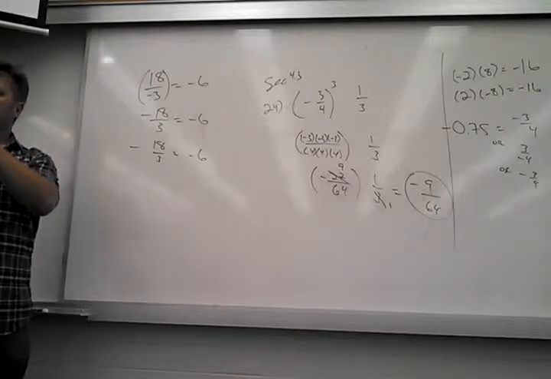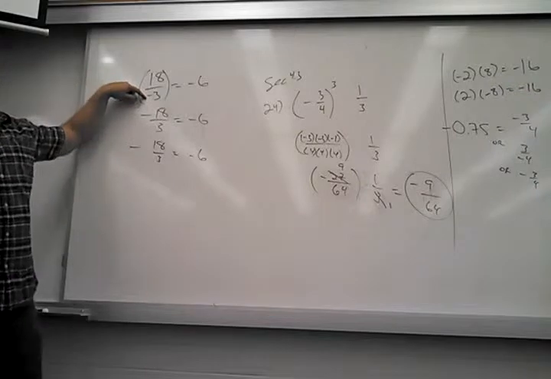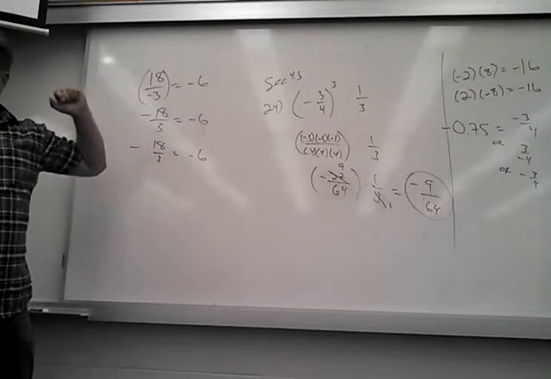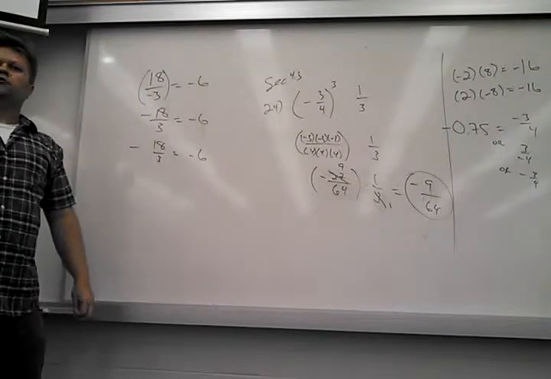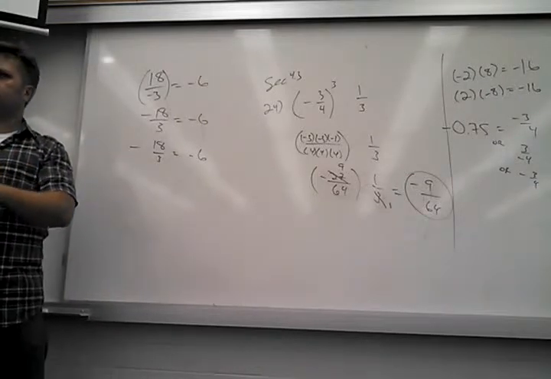That's a little weird, but it shouldn't surprise us. 18 divided by negative 3 is the same number as negative 18 divided by 3. They both come out to be negative 6. So it really doesn't matter where you put the negative. It doesn't change the number. They both represent the same number.